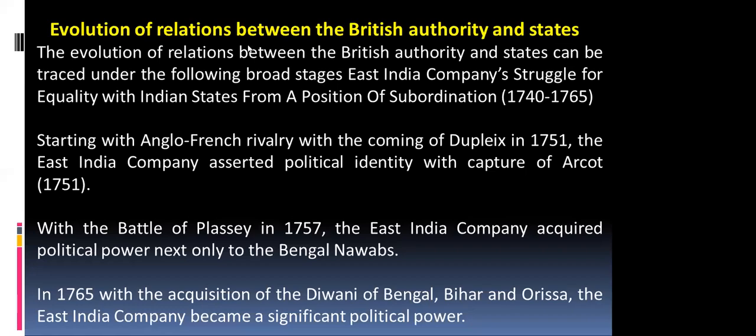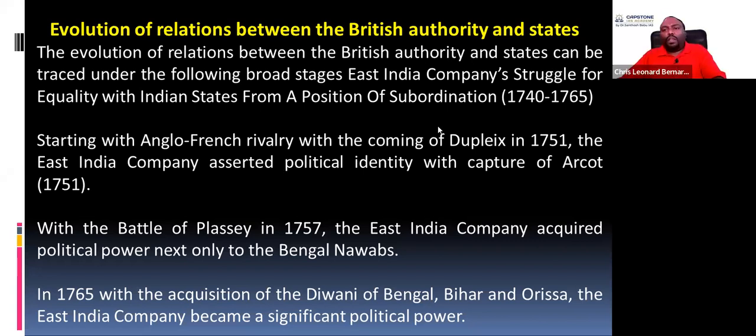Okay, so the evolution of the relationship between the British authority and the states. This is a political policy: from a stage of the company's struggle for equality with Indian states, from a state of subordination, they wanted to become equal. So this was the position they had prior to 1757.